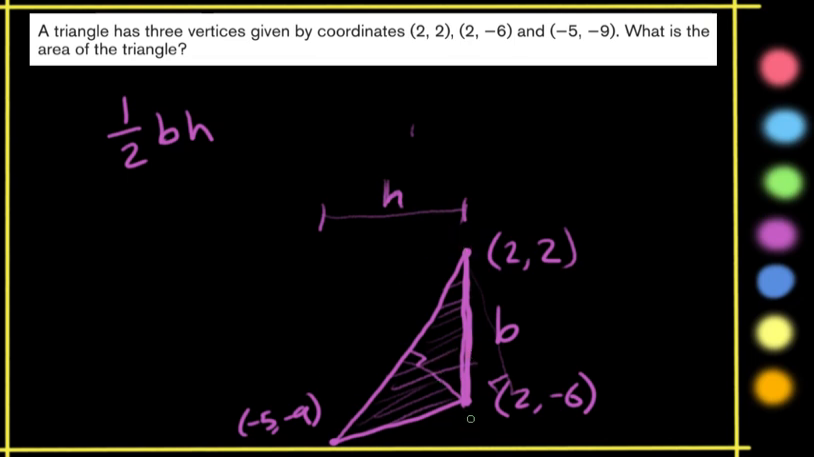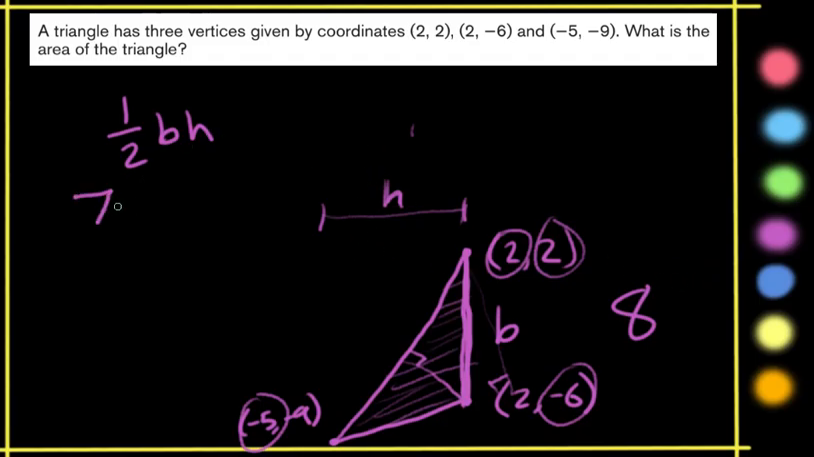And this base is just going to be the difference between the negative 6 and the 2, which is 8. And then the height is going to be the difference between the 2 and the negative 5, which is 7. So this 1/2 base times height is going to be 7 times 8 divided by 2, which is 7 times 4, which is 28. So that's our final answer.